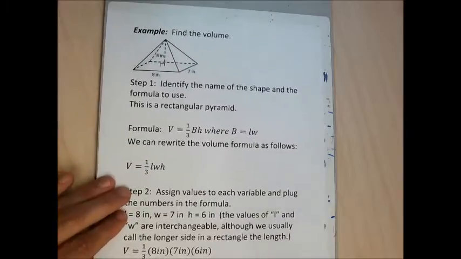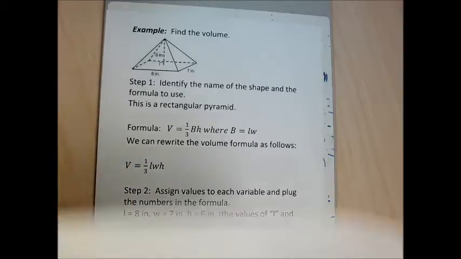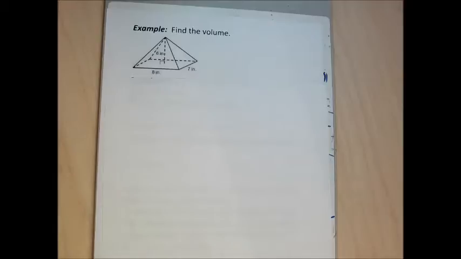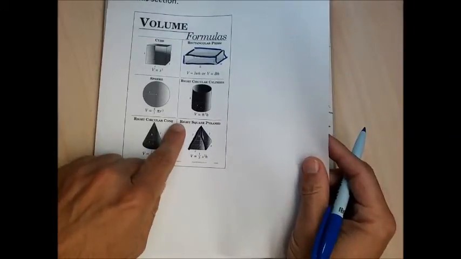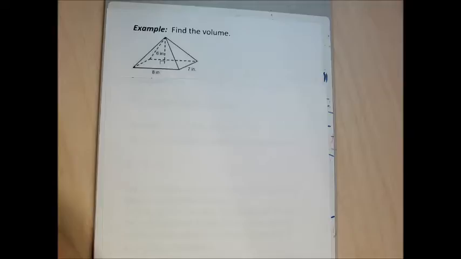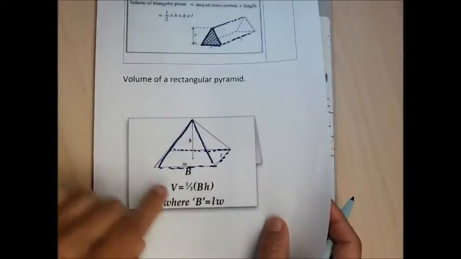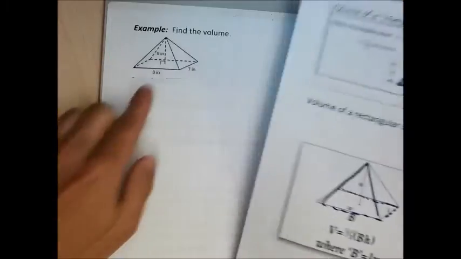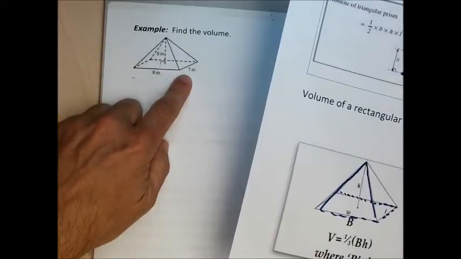So, first example that I wanted to do, I need to find the volume of that shape, and it comes to a point, so it's some sort of pyramid, and I have two different pyramid formulas. I have this right square pyramid where the base is a square, and I have a rectangular pyramid where the base is a rectangle. This is a rectangular pyramid because the base is a rectangle.